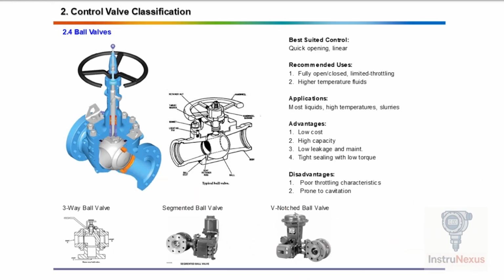Next, let's talk about ball valves, a widely used valve type known for its quick operation and compact design. Ball valves are best suited for quick opening applications, but they also offer a somewhat linear response in certain limited throttling scenarios. They're typically used in systems where rapid shutoff or opening is needed. They are recommended for 1. Fully open or fully closed operation. 2. Occasional limited throttling. 3. Handling high temperature fluids. Common applications include most liquid systems, high temperature services, slurry handling, thanks to their robust design and minimal fluid entrapment.